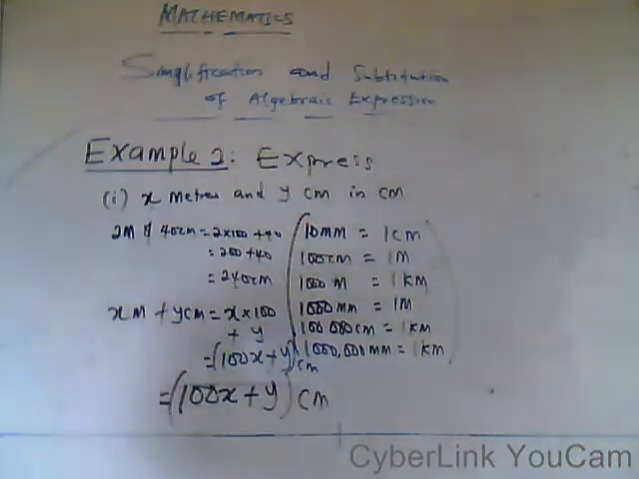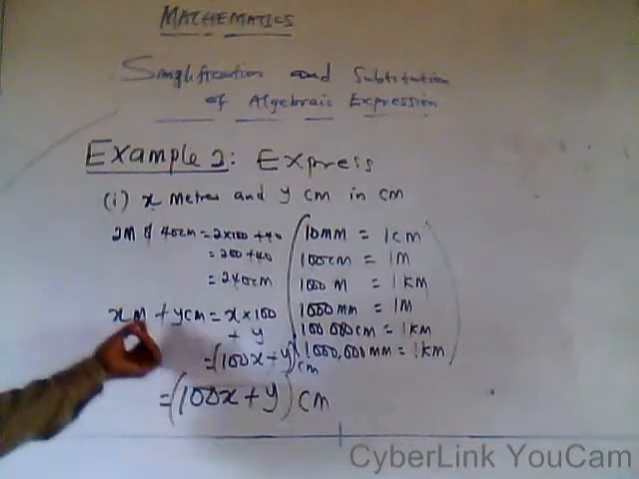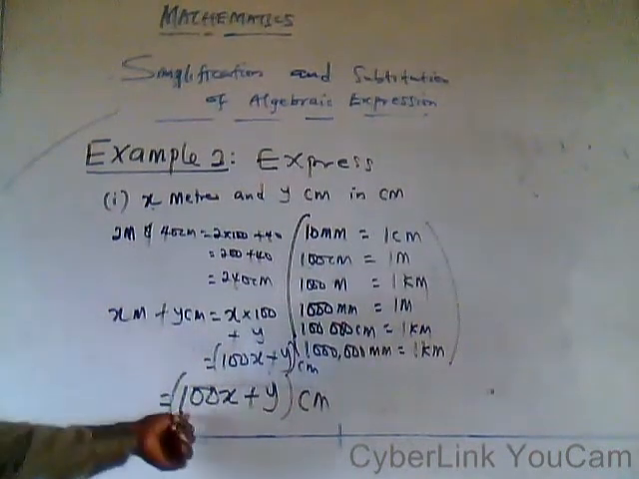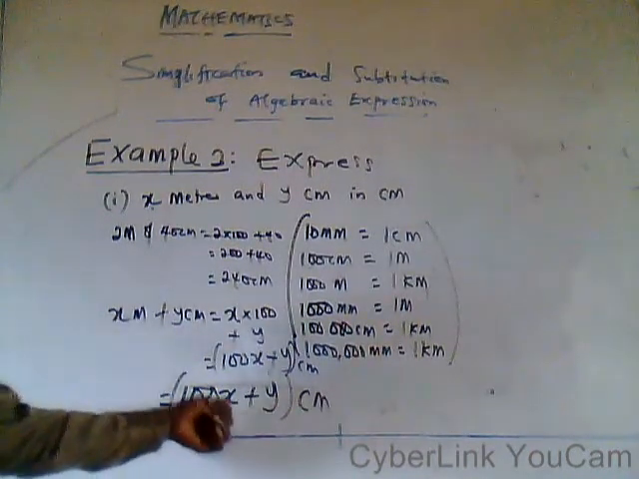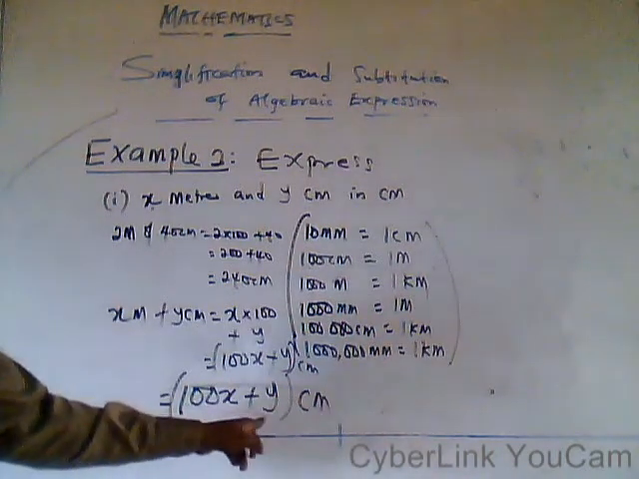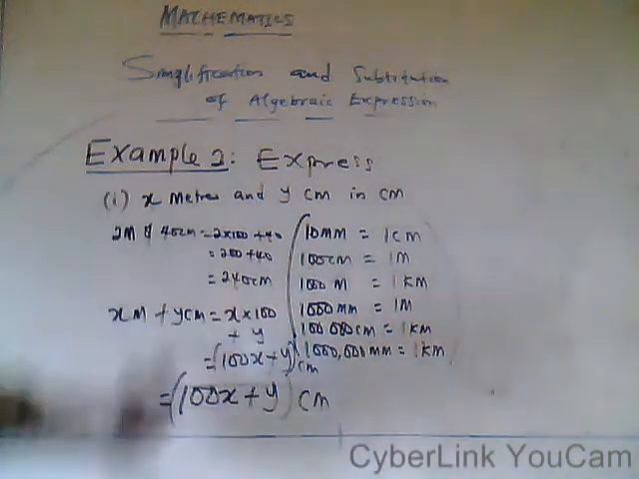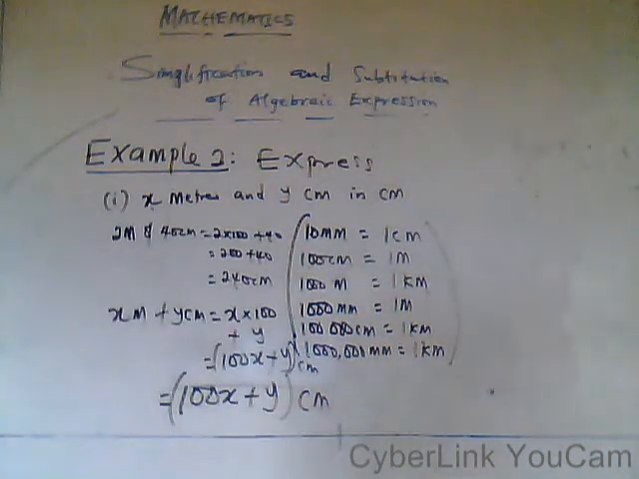Everything in centimeters. So if the value of x is, let's say, 3, that will be 100 times 3, that is 300. Let's say y is 70. 300 plus 70 is 370 centimeters. So that is how you're going to approach this kind of question. Please take note of them.